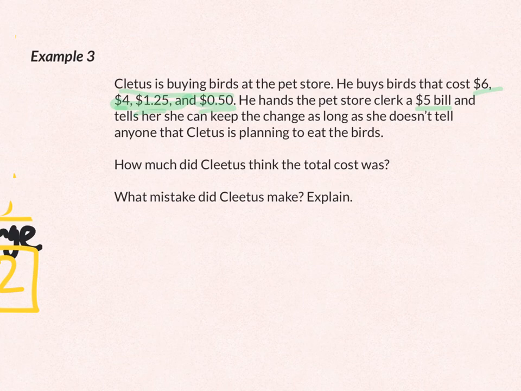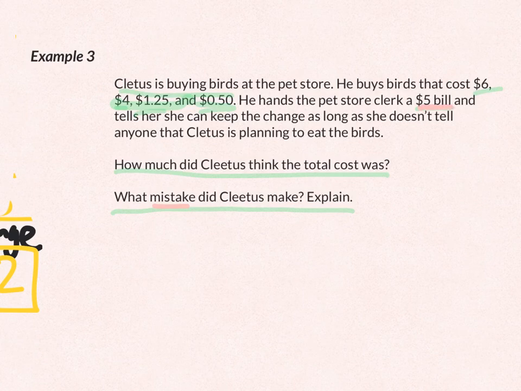Two parts. How much did Cletus think the total cost was? What mistake did Cletus make? Explain. Okay, so first of all, they're telling us that Cletus made a mistake. They're also asking us how much did Cletus think that the total cost was. And that's because if you were reading closely, something shouldn't have made sense here.